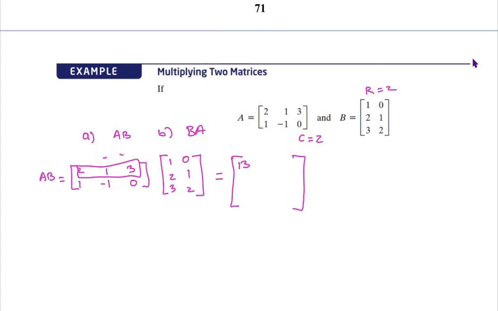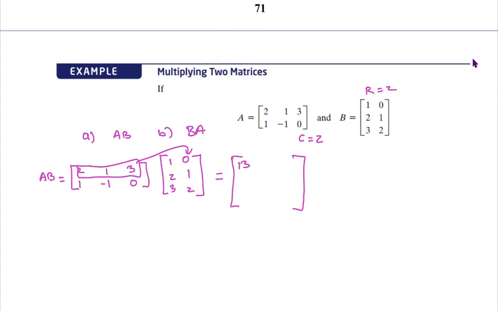Now let's do column 1 times column 2. Column 1 times column 2 will go here, because this is the location. That's row 2, column 1. So row 1, column 1, sorry, row 1, column 2 is right here. Row 1 and column 2, that's it. That's where it is. So we're gonna put this product here.